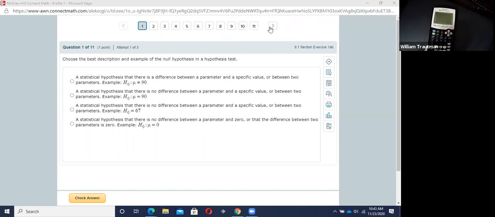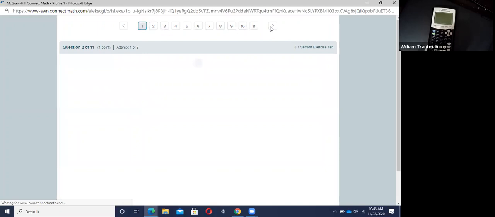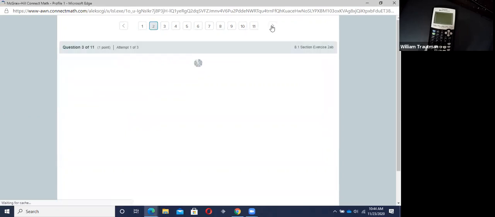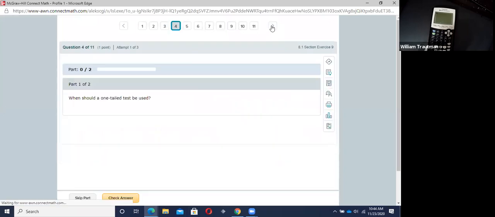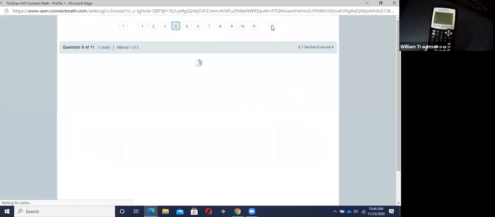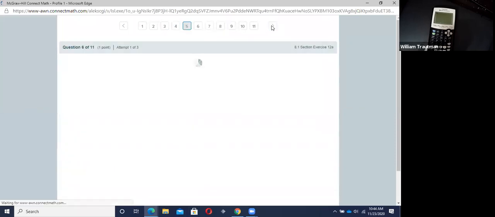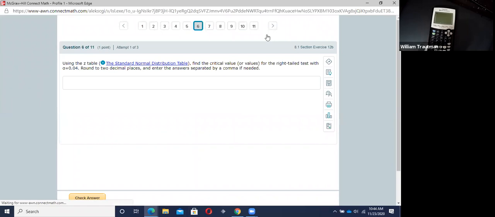There's some definitions at first, the type of questions that are on here. Type 1 error occurs when, so read that, and those are the boxes. More definitions. We'll get to it.